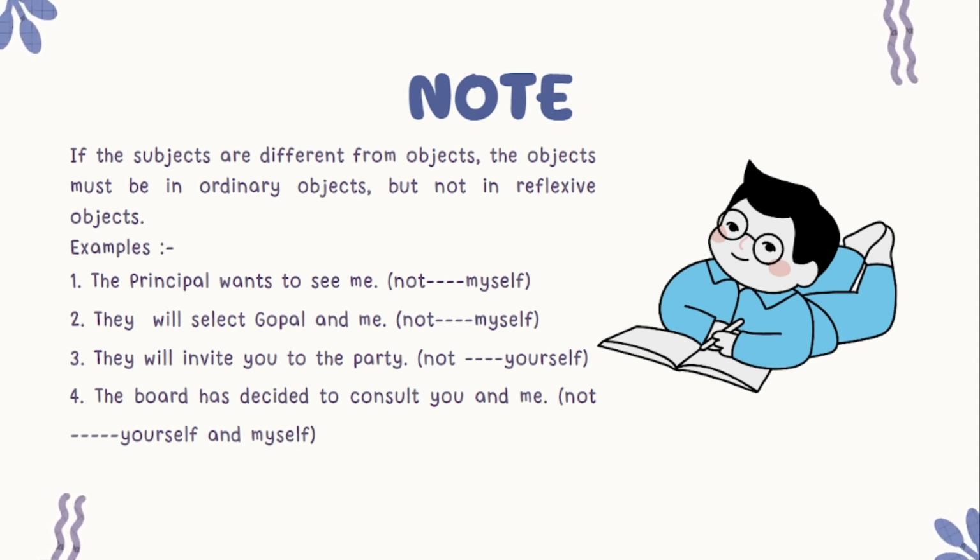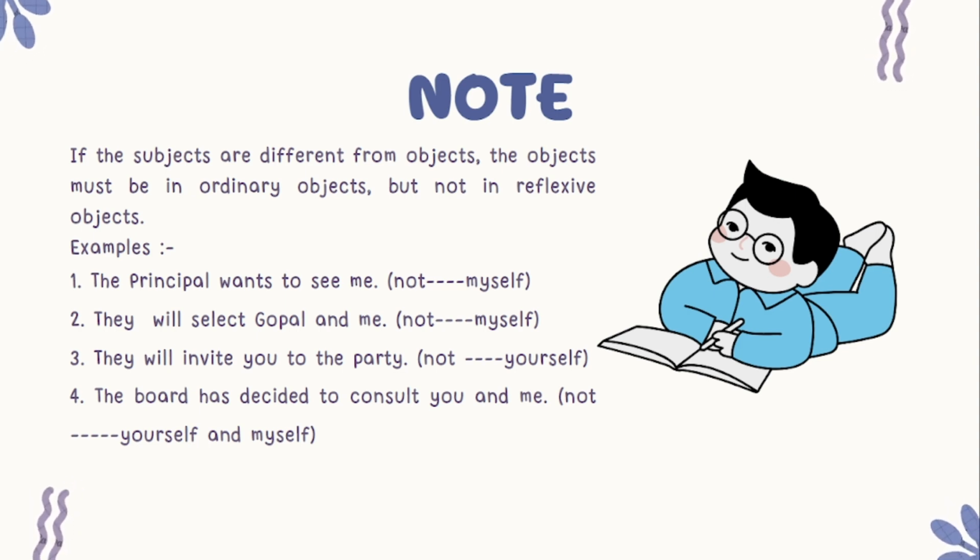use reflexive pronouns. For example, first one, the principal wants to see me. In this sentence, the subject is the principal. Wants, main verb. See, it is also verb. Then what is the object? Me. Me is the object. Subject is the principal. Me is the object.